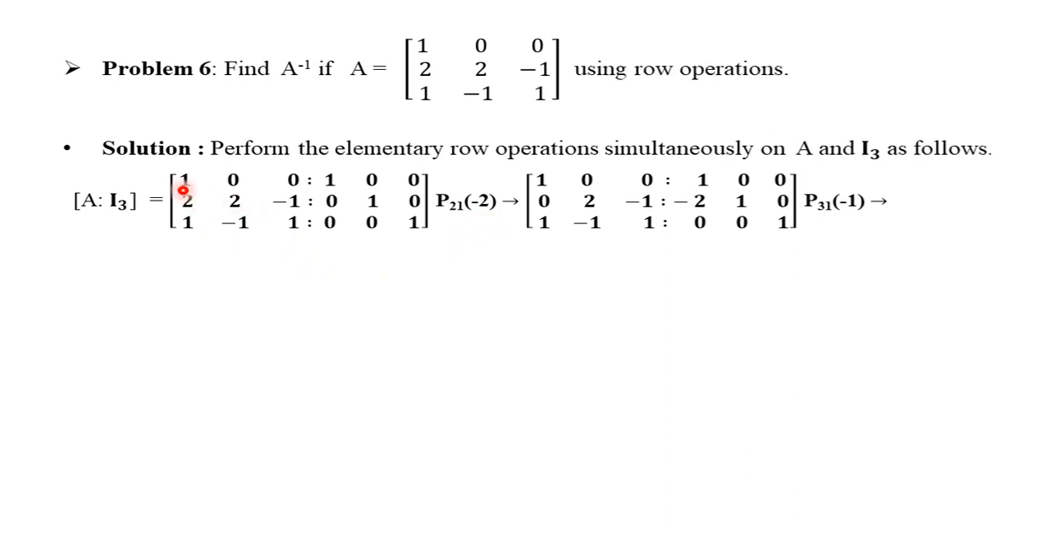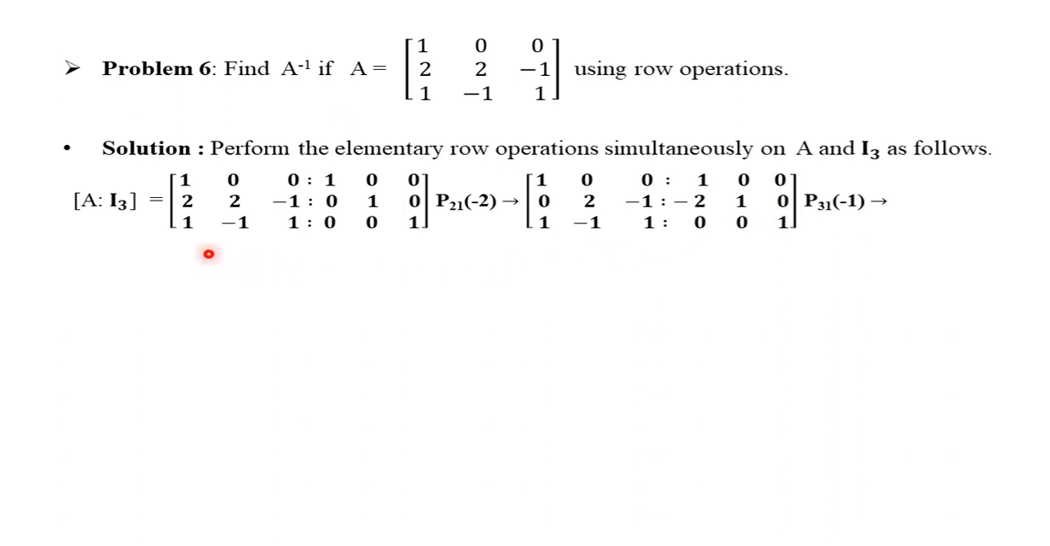So multiply the first row by -2 and add it to the second row elements. So we get, see here, 1 into -2 plus 2, that is 0. 0 into -2 plus 2 is 2. 0 into -2 plus -1 is -1 here. 1 into -2 plus 0 is -2 here. 0 into -2 plus 1 is 1 here. And 0 into -2 plus 0 is 0 itself. So we got the new second rows for both A and the identity matrix I3.